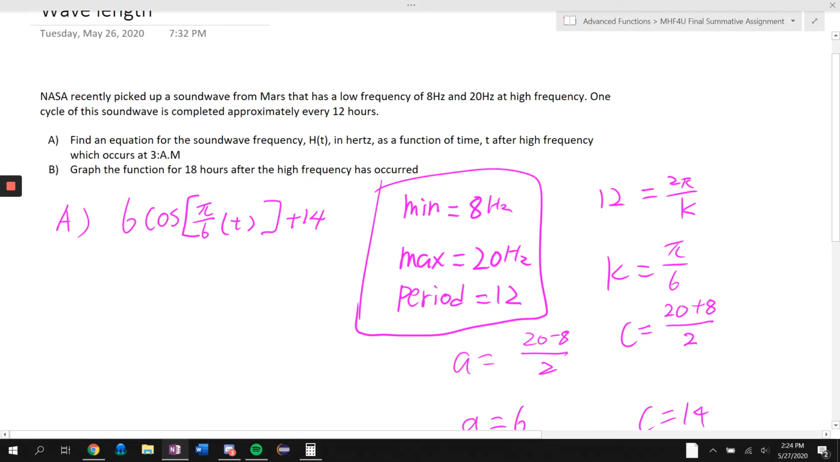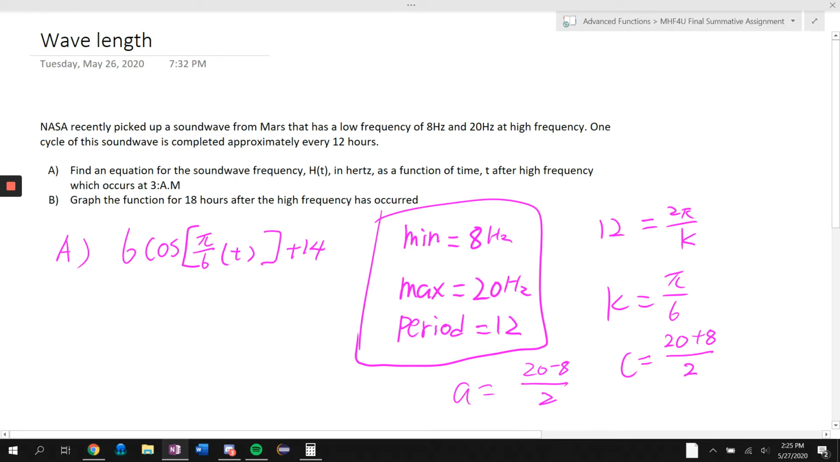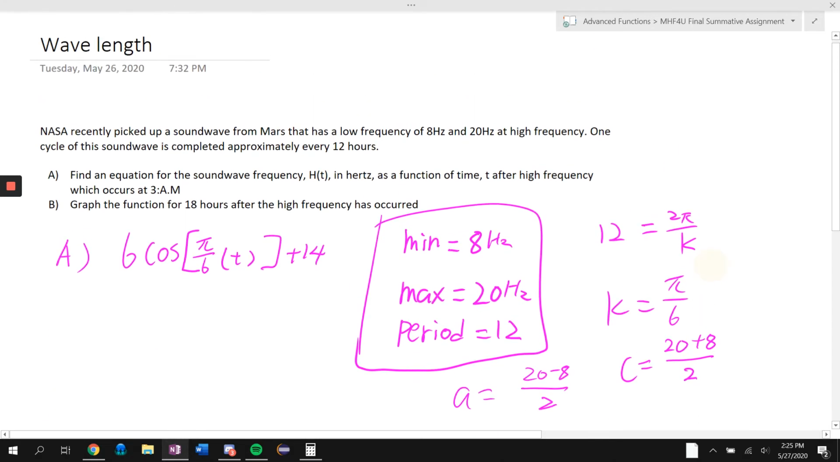Now, find an equation for the sound wave frequency in hertz as a function of time, t, after high frequency, which occurs at 3 a.m. So right here, if I'm just going to clear this up a bit, it's basically asking you to create an equation for the sound wave frequency after the high frequency has occurred, which happens at 3 a.m. Right? So now let's begin.